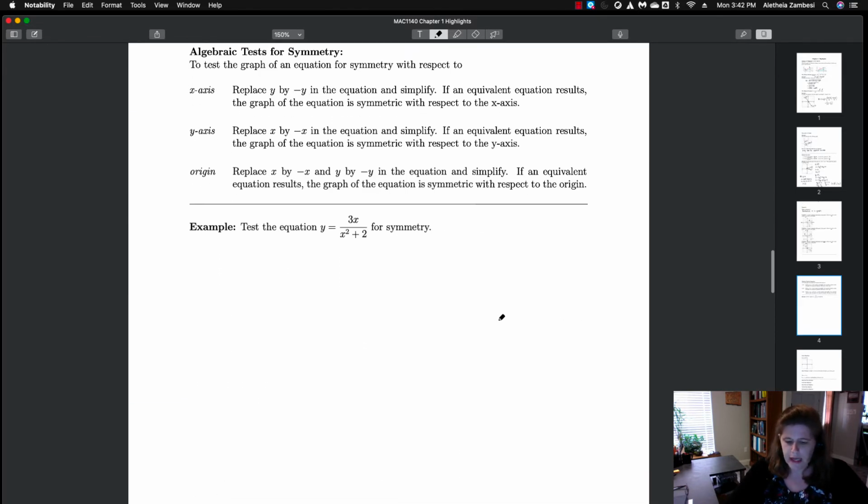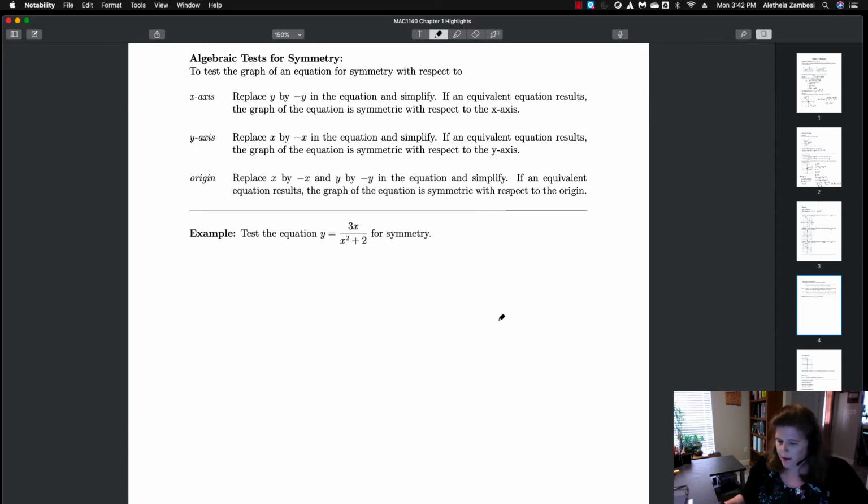We can also test for symmetry using algebra. If we are testing for x-axis symmetry, we replace y by -y and then we simplify. If we get an equivalent equation, then we have x-axis symmetry. So if you're testing for x, you do something to y. If we're looking for y-axis symmetry, we replace x by -x and simplify. If we want origin symmetry, then we replace both. So we replace x by -x and y by -y and simplify.